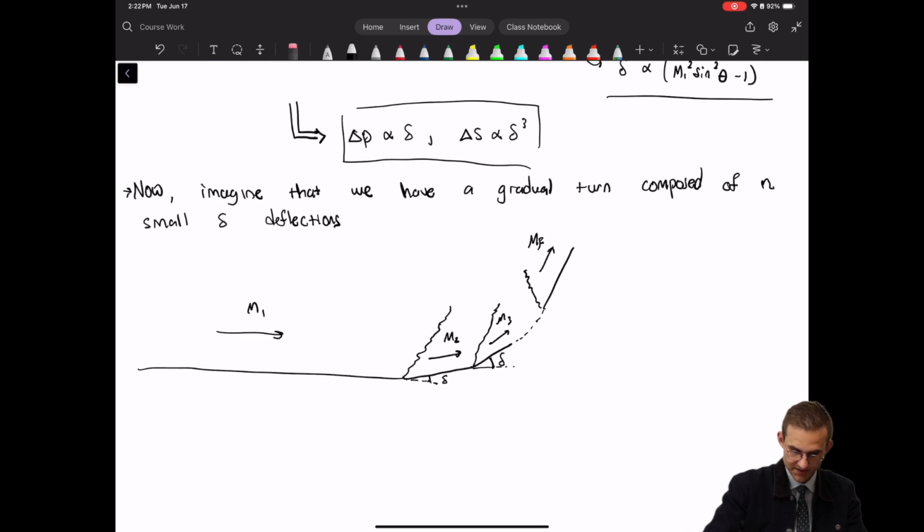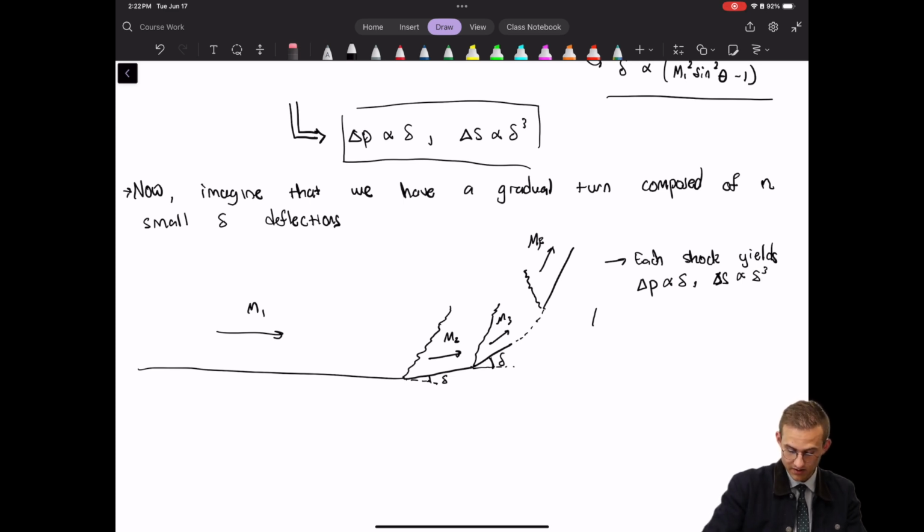So what you end up with is, for each shock that you have, you get some pressure increase, in this case, that's proportional to your deflection angle, and a change in entropy, or an increase in entropy that's proportional to the deflection angle raised to the third power. So why does this matter?